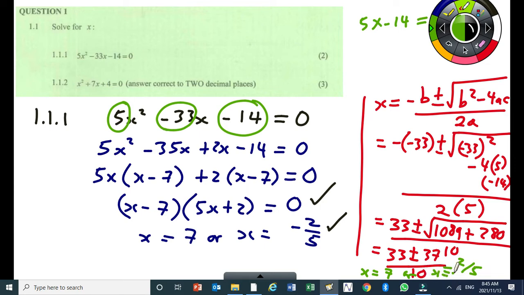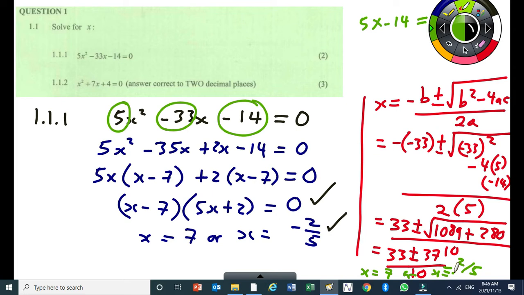Please just bear with me. The main method is factorization, but you could also use the quadratic formula. So it's your choice here. Either of the two methods is encouraged, yes?